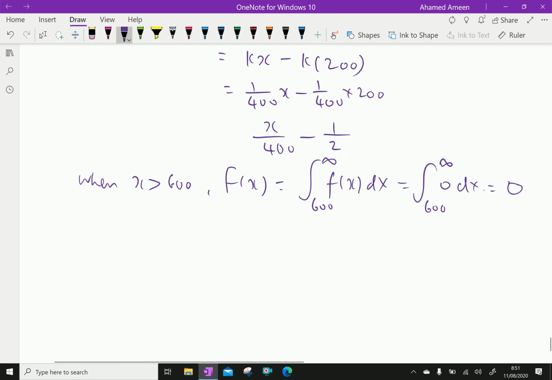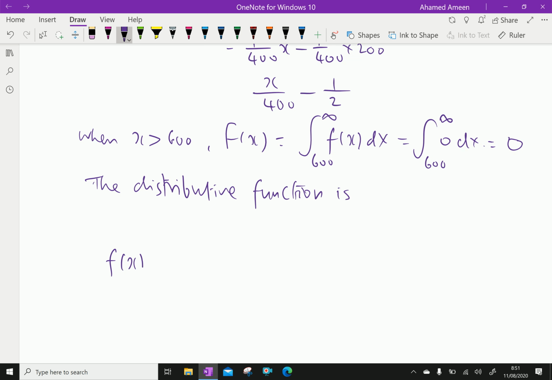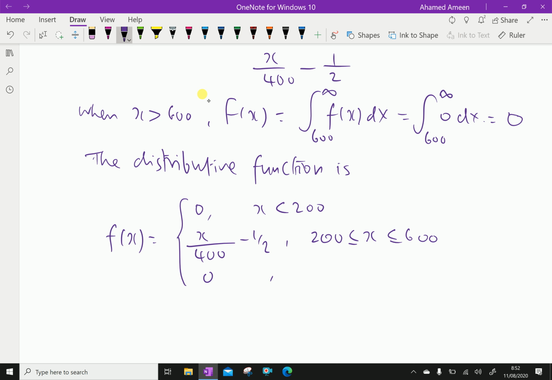Now therefore the distribution function, we can write in collective form: F of x equals 0 when x is less than 200, x by 400 minus half when 200 is less than or equal to x and less than or equal to 600, and 1 when x is greater than 600. This is the distribution function.